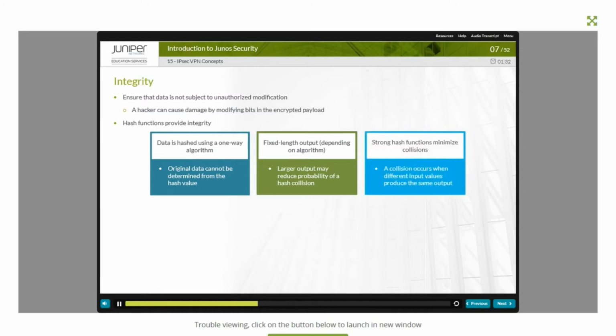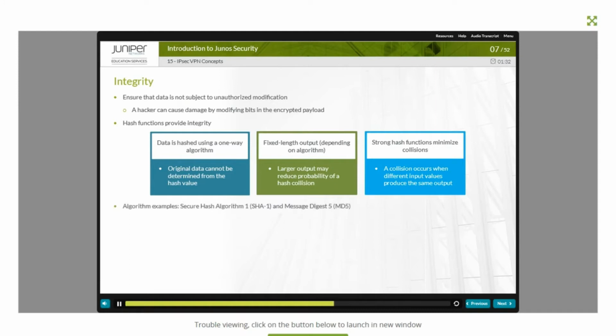The destination device takes the same data and runs it through the same hashing algorithm, calculating its own hash. The destination device then compares the hash that it calculated against the hash sent in the packet. If the 2 hashes are identical, then this proves data integrity in transit. If the hashes do not match, the packet drops.